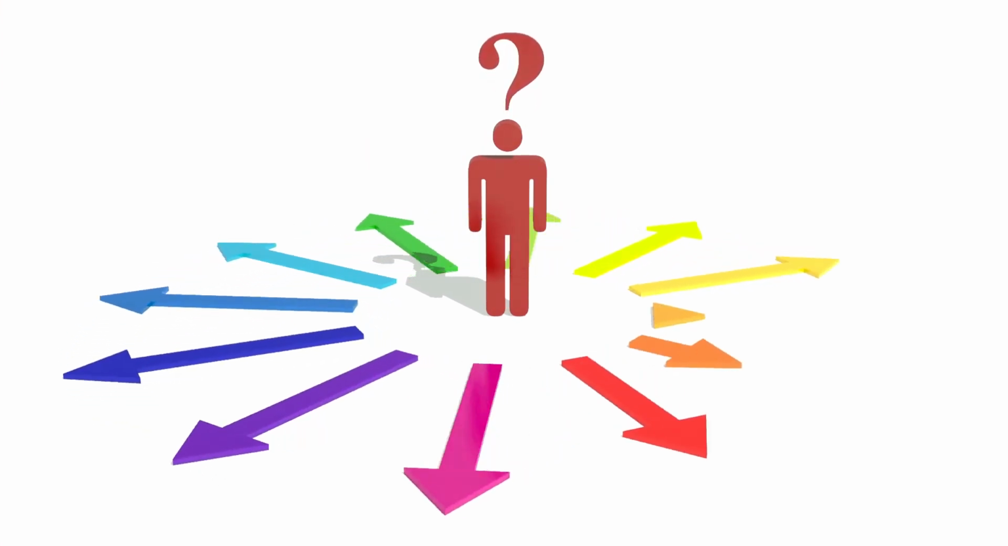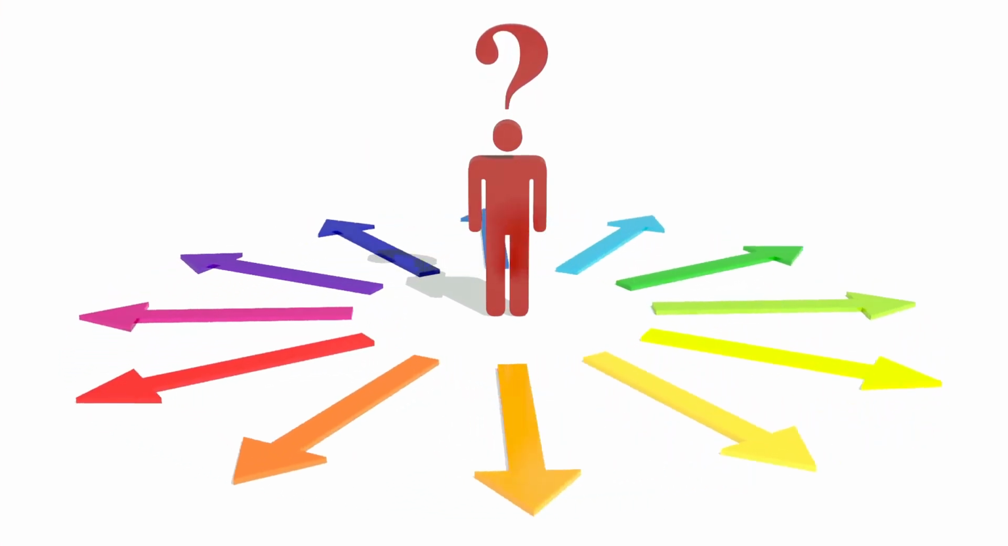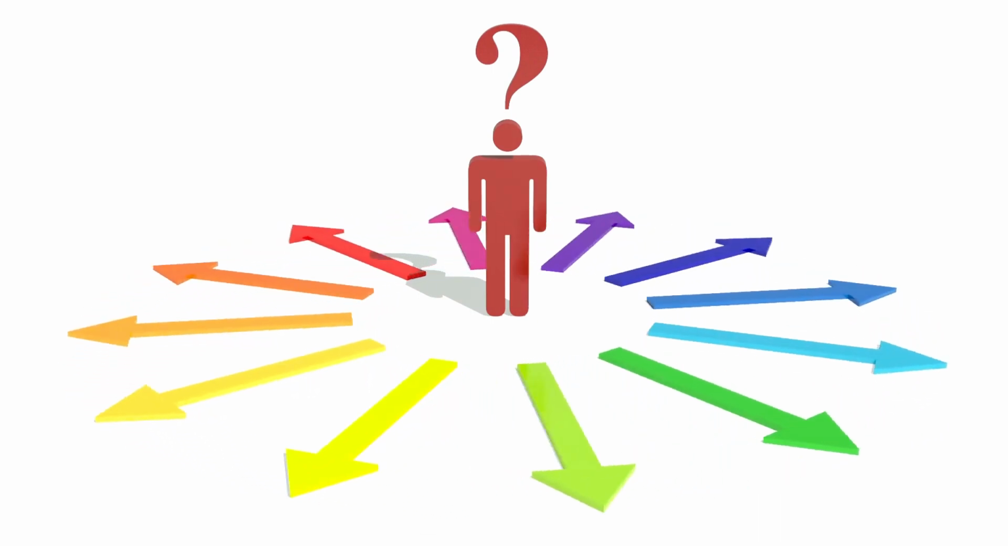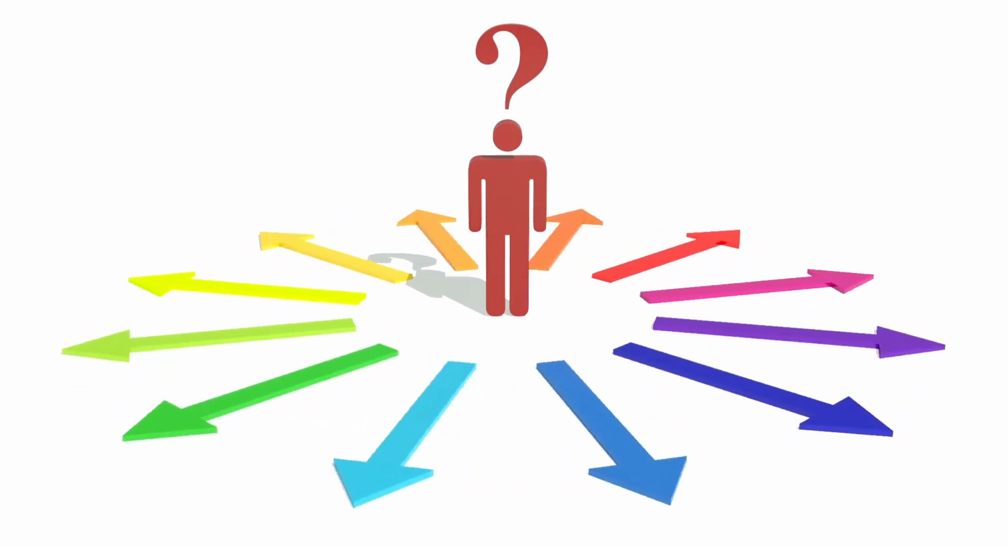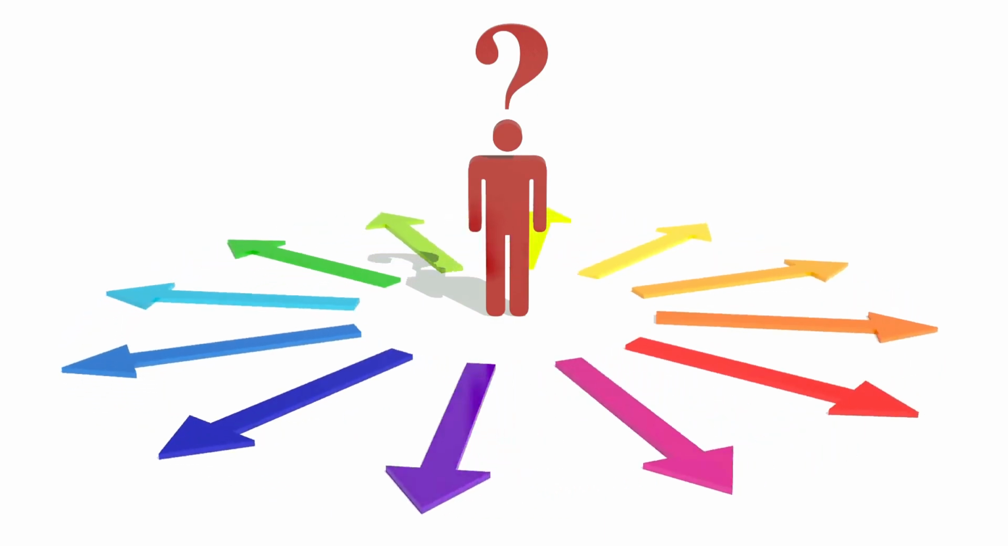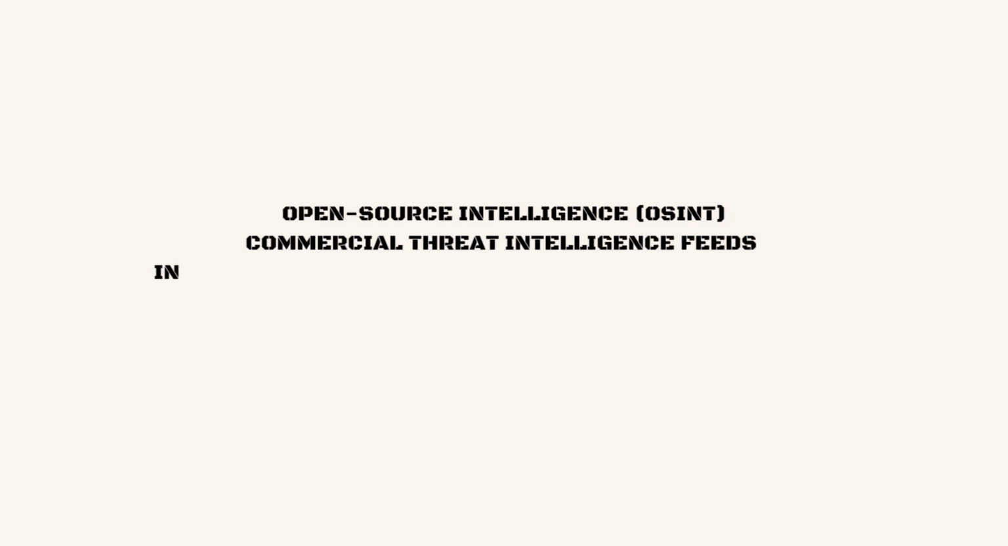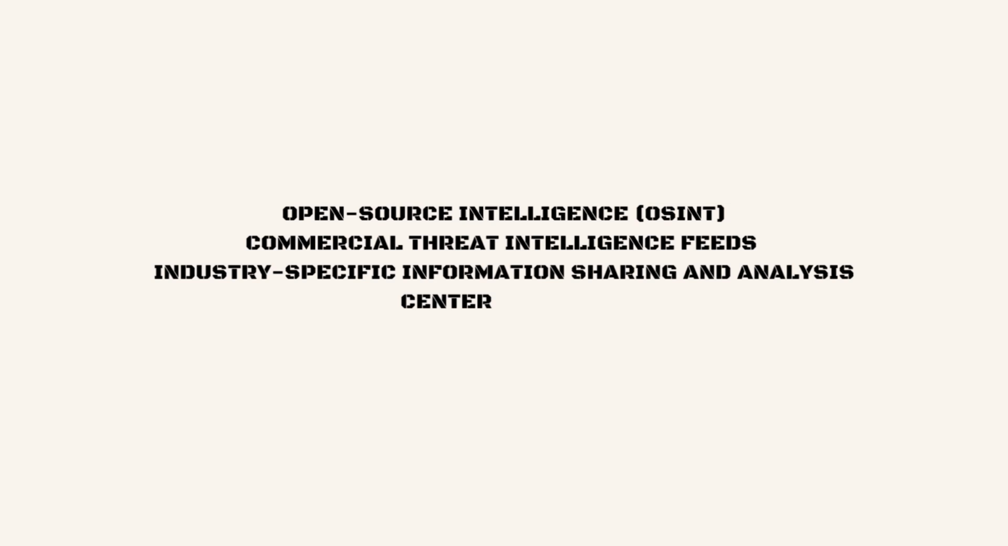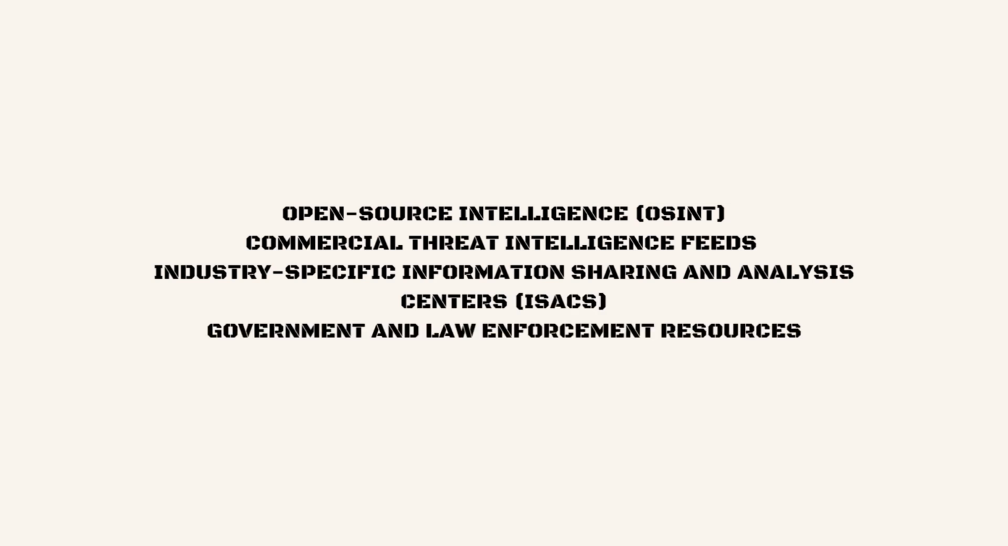Choosing the right sources and tools for your needs. Once you have defined your objectives and prioritized your efforts, you need to select the appropriate sources and tools for gathering and analyzing threat intelligence. There are numerous sources available, including open source intelligence from public sources like blogs, forums, and social media. Commercial threat intelligence feeds from reputable providers. Industry-specific information sharing and analysis centers. Government and law enforcement resources.